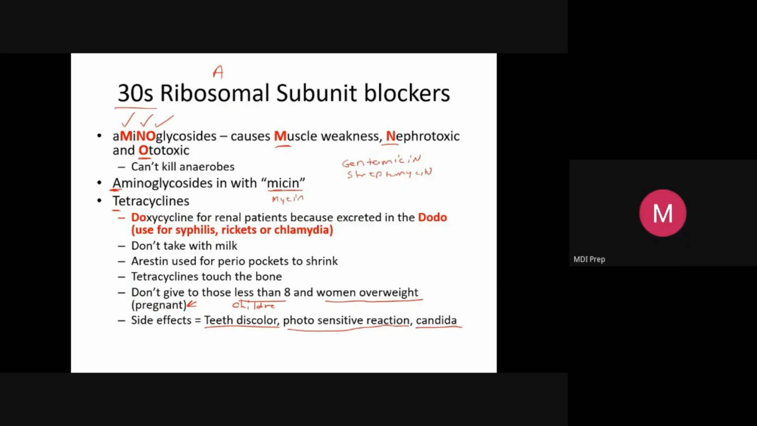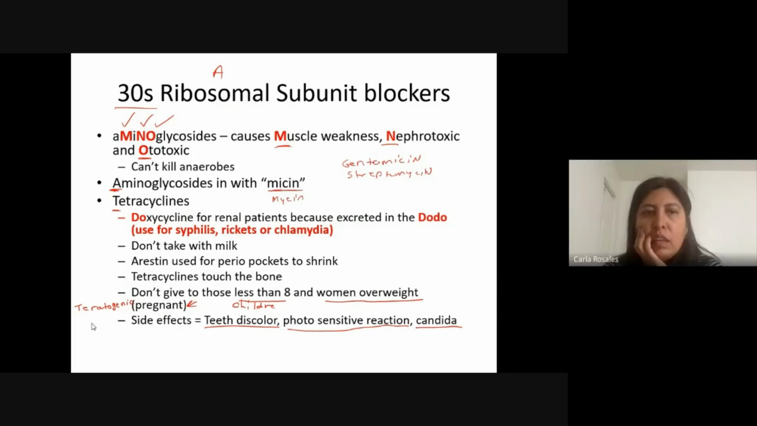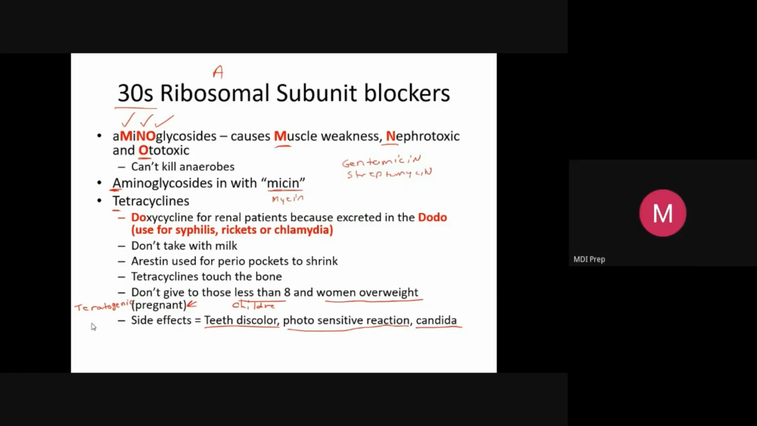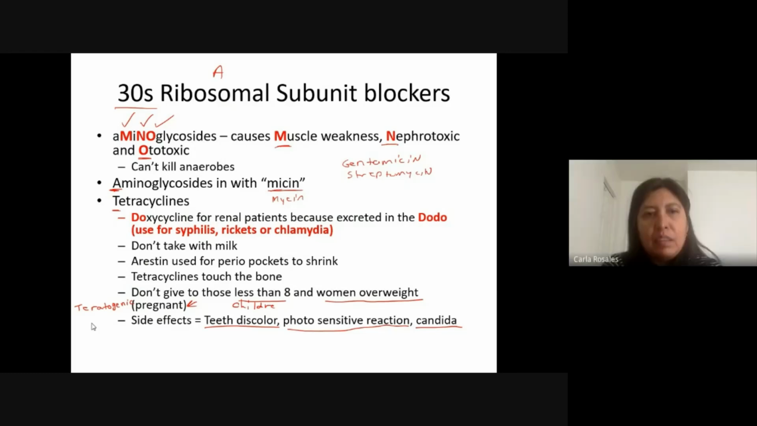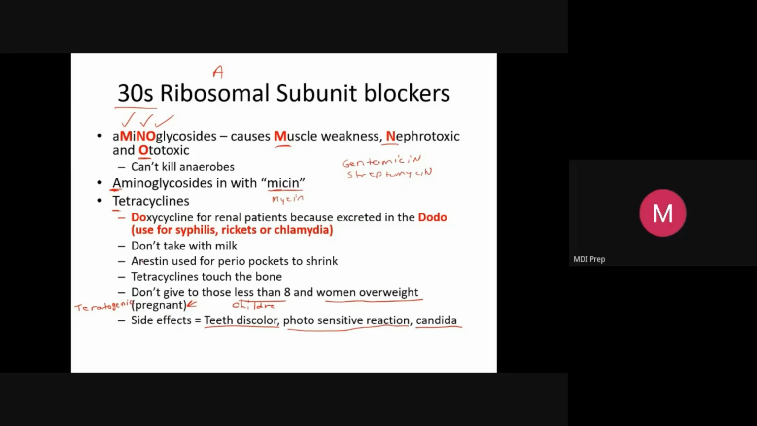Yes. Pregnant women, you don't give it to them because it is considered, we use this word called teratogenic. You ever heard of that? What does that mean, teratogenic? Cause problems with the babies. Correct. Very good. It can affect the fetus. So tetracycline you don't want to give because it is teratogenic, and tetracycline can affect the bone and things like that.